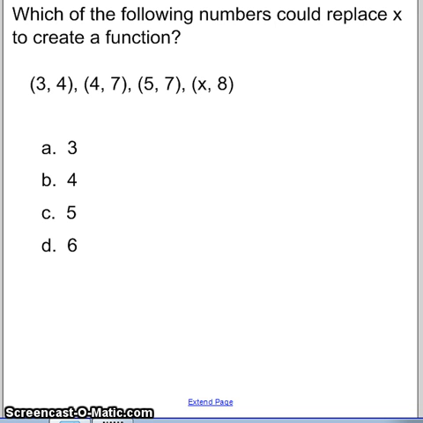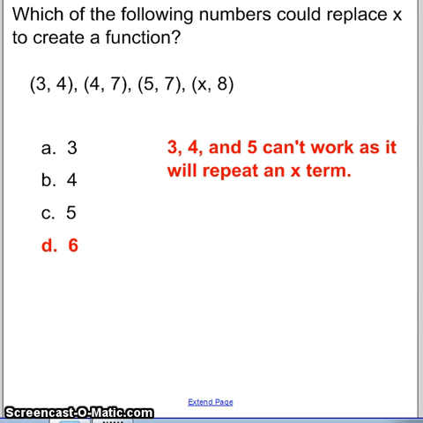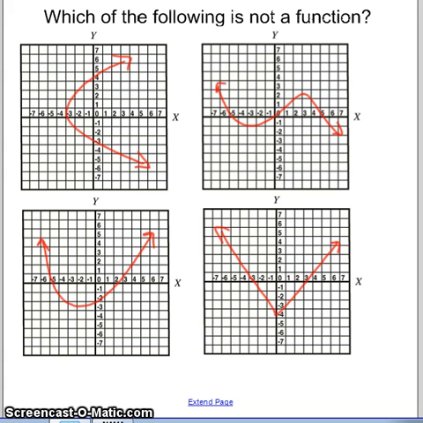Right here, we've got a nifty question that was on the SOL test a couple years ago. It tells you to tell which one of these numbers here we could replace x with to make a function. Well, since the x's can't repeat, 3, 4, 5, this other number right over here can be anything except for 3, 4, or 5. The only option down here is D, 6. You could put a 6 in there and it would still be a function.